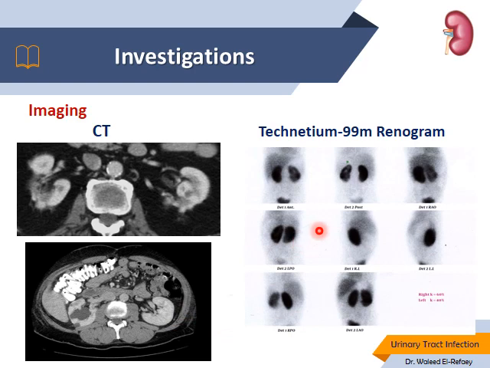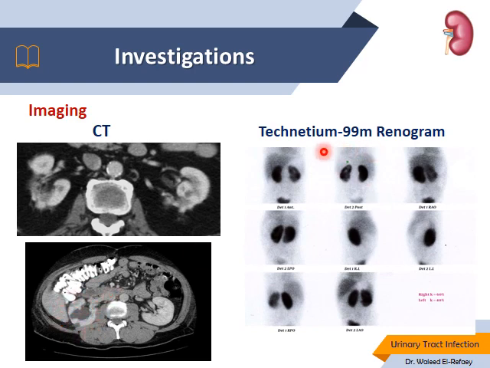This image of CT scan of both kidneys reveals renal scarring and shrinkage of both kidneys and irregularities in the outline of the kidney due to chronic pyelonephritis. And here also one kidney is affected by this chronic pyelonephritis with irregular border and shrinkage.